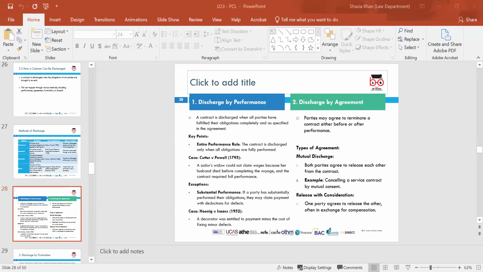The next one is discharge by agreement, and this is where both parties to a contract agree to end the contract or form a new contract. Types of agreement are things like mutual consent and release from consideration. Mutual consent is where all parties agree to the discharge, and release and consideration is where parties can release each other from all the remaining obligations.